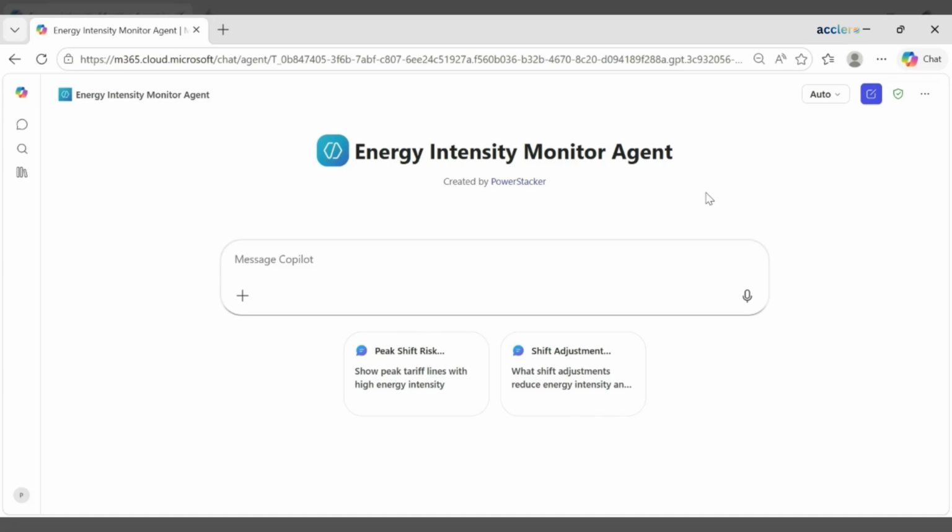This is an energy intensity monitor agent. This agent helps the production supervisors to monitor the energy intensity risk during the shift execution and recommends practical adjustments to reduce the energy consumption while maintaining the output target. So it focuses on critical signals like ramp up, idle time, and peak tariff usage. So let us test the agent.